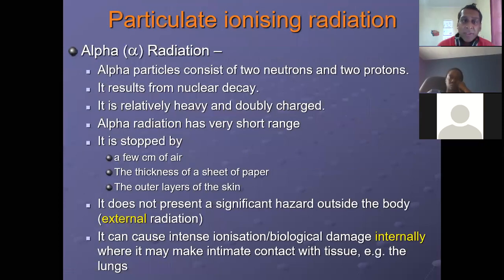Right? So alpha radiation, alpha particles, consist of 2 neutrons and 2 protons. It results from nuclear decay. It is relatively heavy and doubly charged. Alpha radiation has a very short range. It is stopped by a few centimeters of air, the thickness of a sheet of paper, the outer layer of the skin. It does not present a significant hazard outside the body. It can cause intense ionization and biological damage internally, where it may make immediate contact with tissues, for example, the lungs.